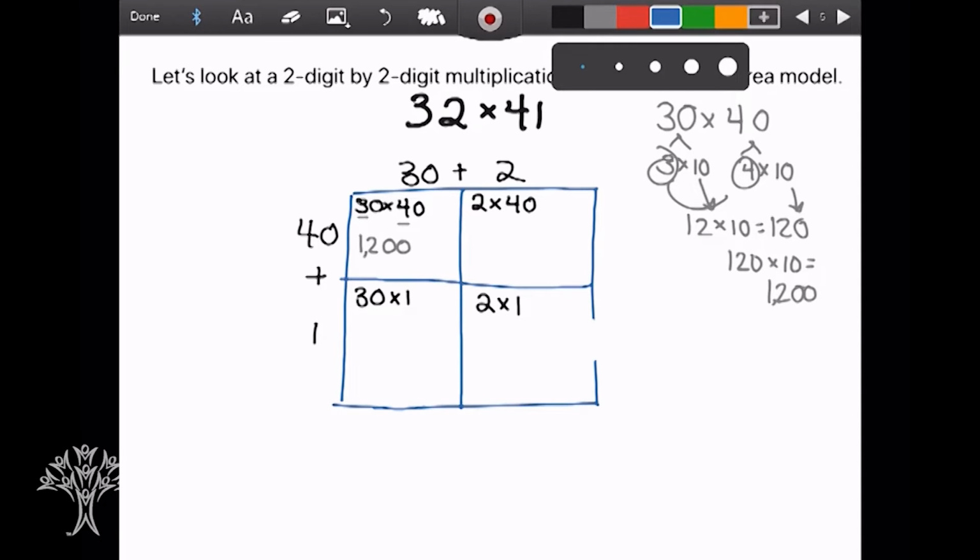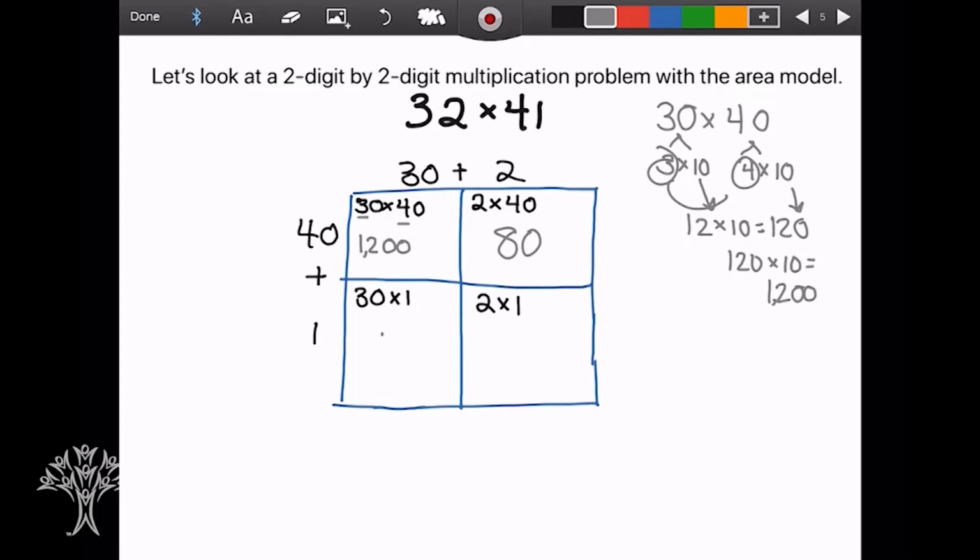All right. Next, I am going to solve 2 times 40. So 40 plus 40 is 80. 30 times 1, anything times 1 is itself, and then 2 times 1, same rule.